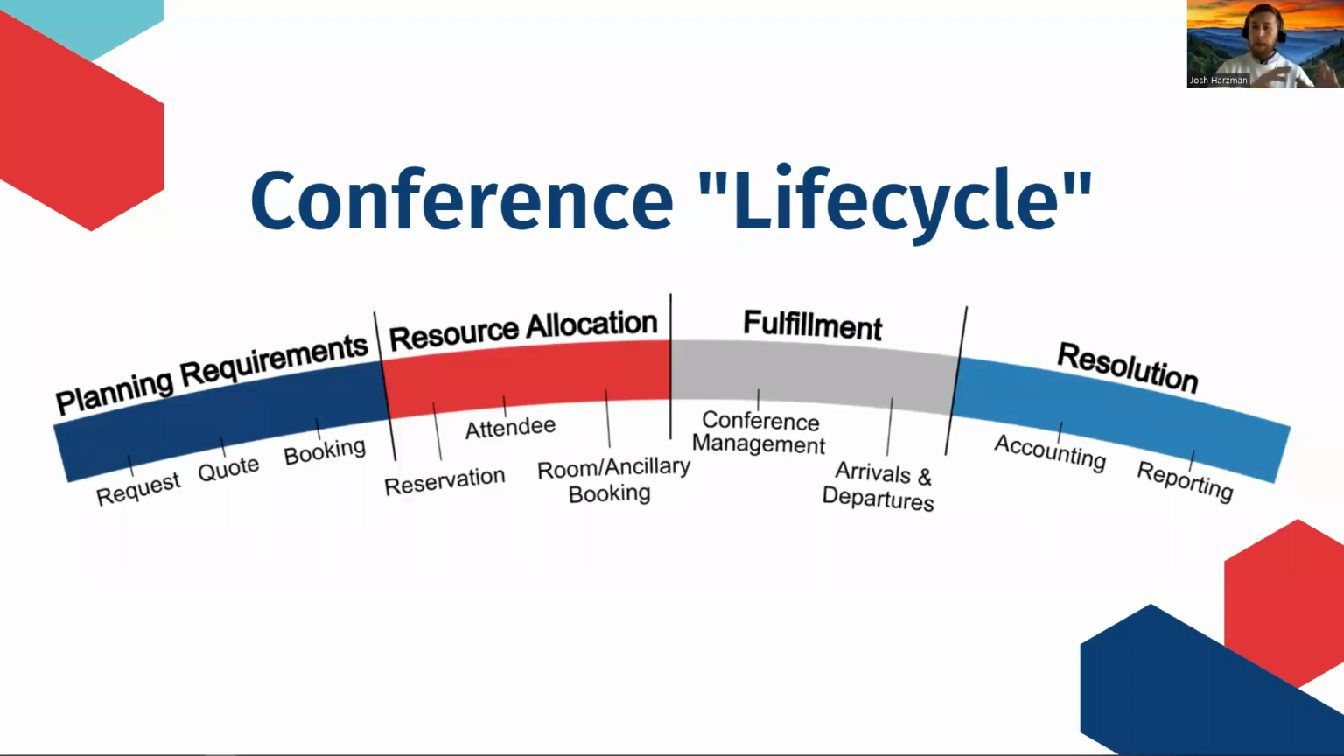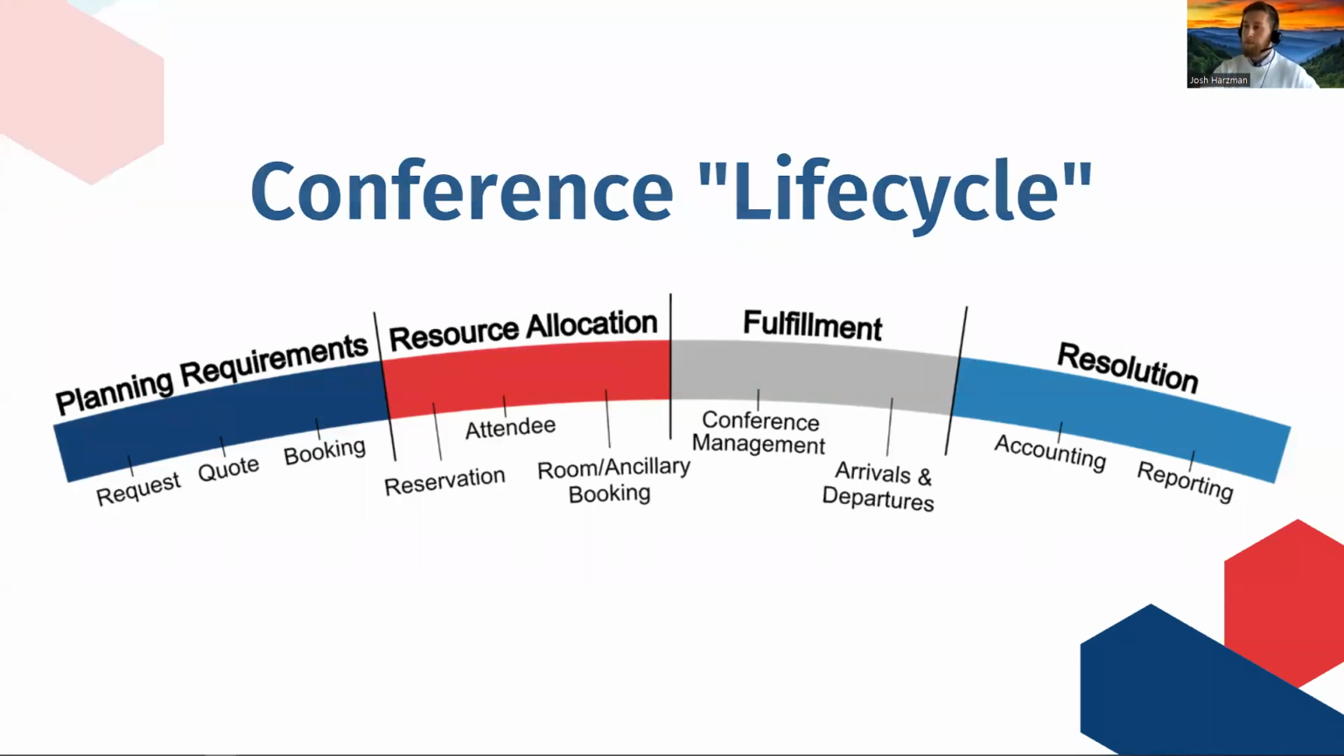Then you move from that planning requirement into a resource allocation stage in which you're going to make room reservations, you'll upload attendees, and you'll make room bookings as well as additional facility and equipment and dining bookings. You'll then move into your fulfillment and resolution stages, in which your boots on the ground are going to be managing the conference, arrivals and departures, check-ins, checkouts, etc. And then you'll be creating invoices and doing reporting for your customers.